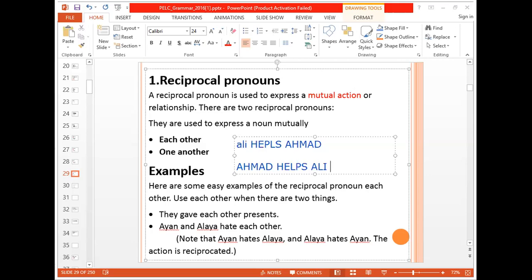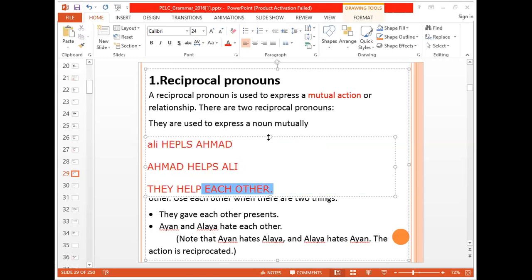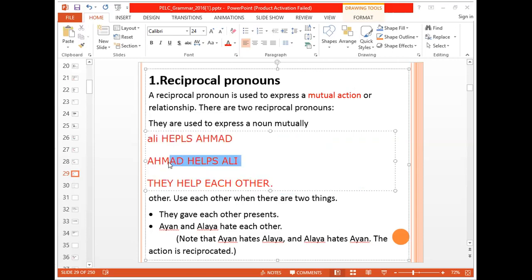So how can I use a reciprocal pronoun in this case? What I can say is, they help each other. Excellent. So what is each other in this case? We call it a reciprocal pronoun. Why do we call it a reciprocal pronoun? Because it shows a clear mutual relationship. Like Ali does something to Ahmad and Ahmad does something to Ali. So we use reciprocal pronouns in that case.